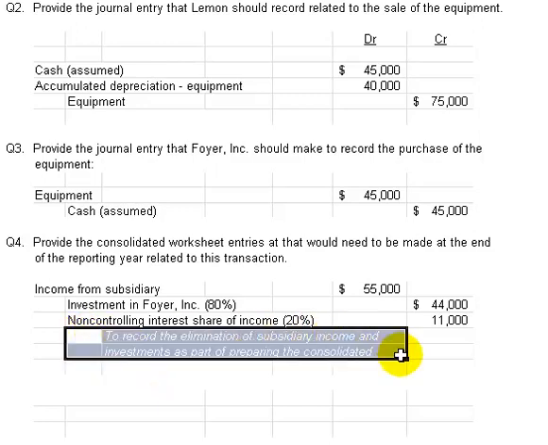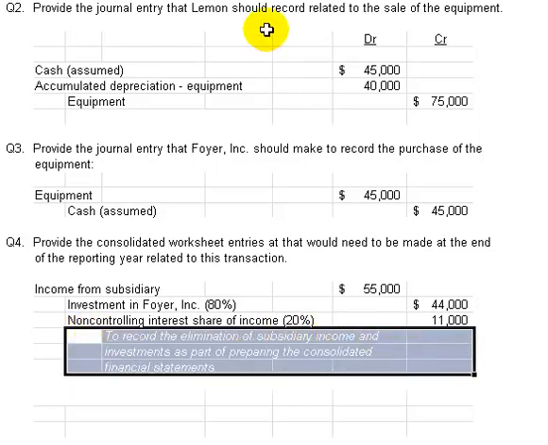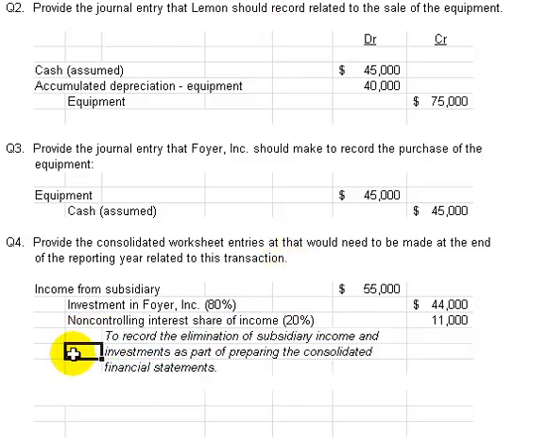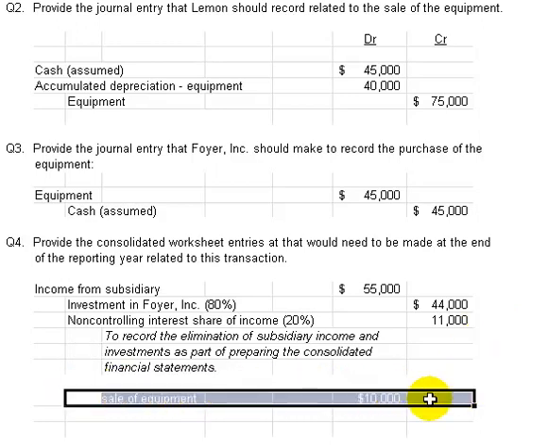Okay, now, why do we make that entry? Well, you might want to note this in your entries, but I just wanted to put it here so it's clear. This is the entry to record the elimination of the subsidiary income and investments as part of preparing consolidated financial statements. Now, that takes care of the investment in Foyer, as well as the elimination of the income from the subsidiary and recognition of the non-controlling interest share of the income. But we still need to worry about that equipment, right?